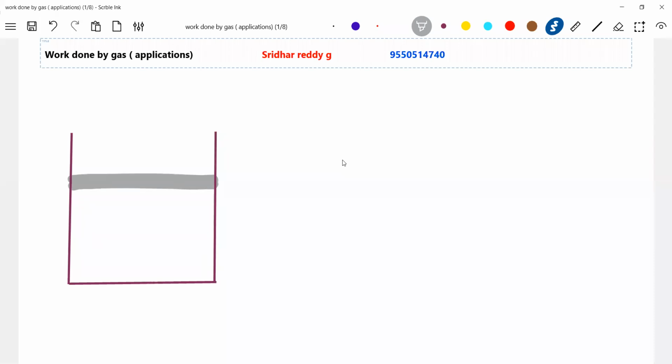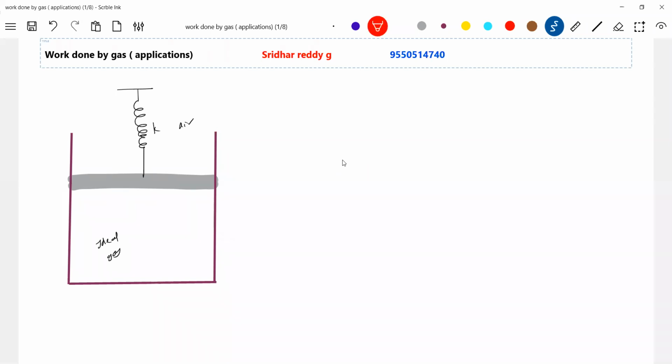Let this be the piston, and let me bring a spring here. So here air is present, here ideal gas. Initially we can say that the spring is relaxed, or let the spring be somewhat elongated.